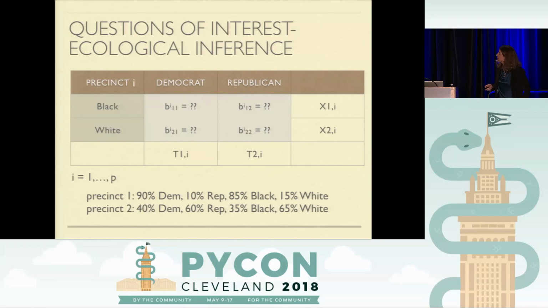To make this a very oversimplified but more concrete example, we can say that we have information about the number of black people and the number of white people in each precinct from the US Census, and then we also have election information about how many people voted Democrat versus Republican, and we'd like to know the internals of this table again. So things like what percentage of black voters voted Democrat versus Republican, what percentage of white voters voted Democrat versus Republican.